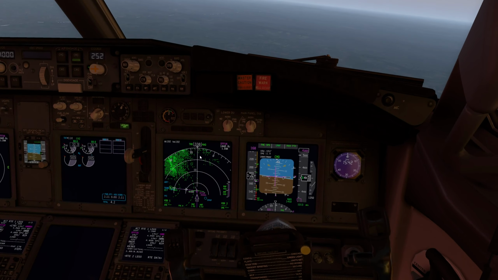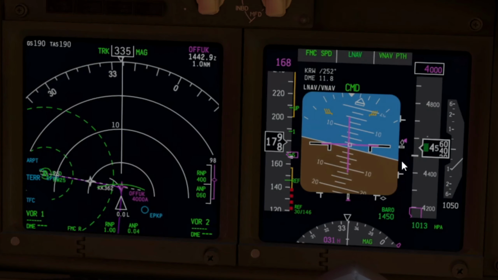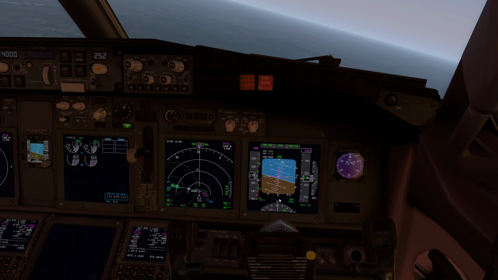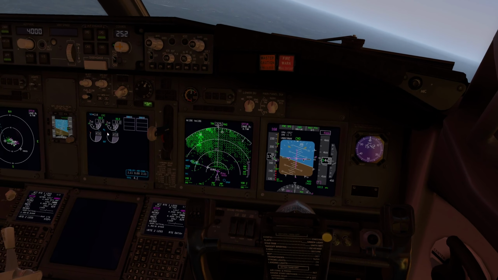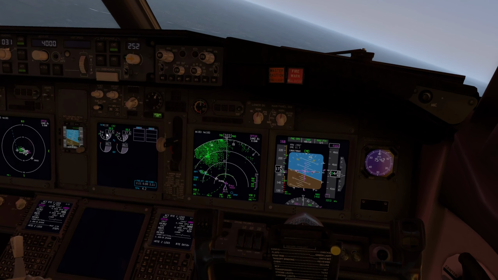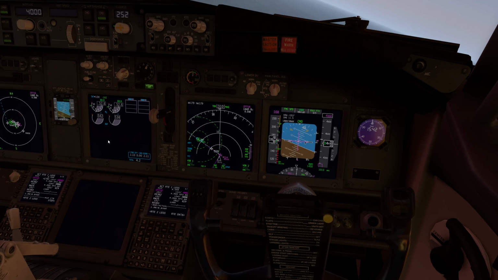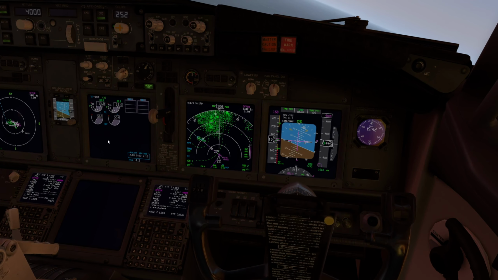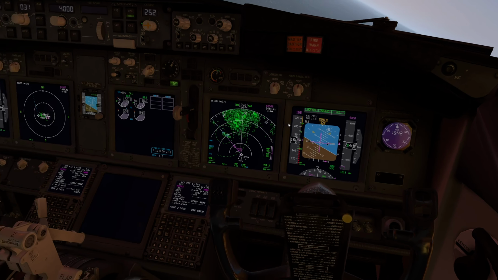And now you are established. You're turning towards your final. You have glide slope there. You have correct sensing basically. Now you can arm the approach again. Well, for the first time you can arm the approach. And you will see that you will establish probably on both at the same time now. Look at that, localizer captured, glide slope captured at the same time.